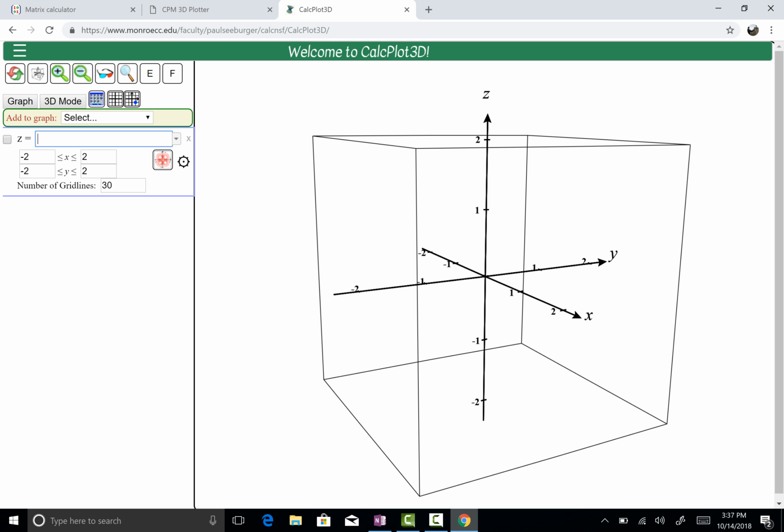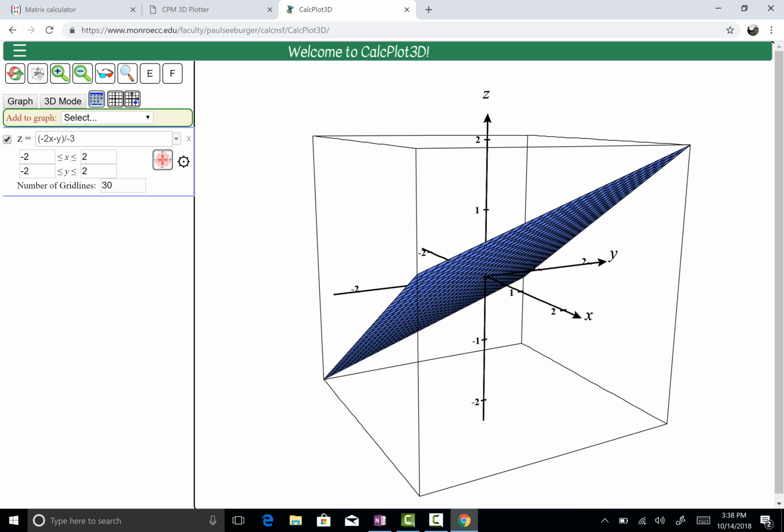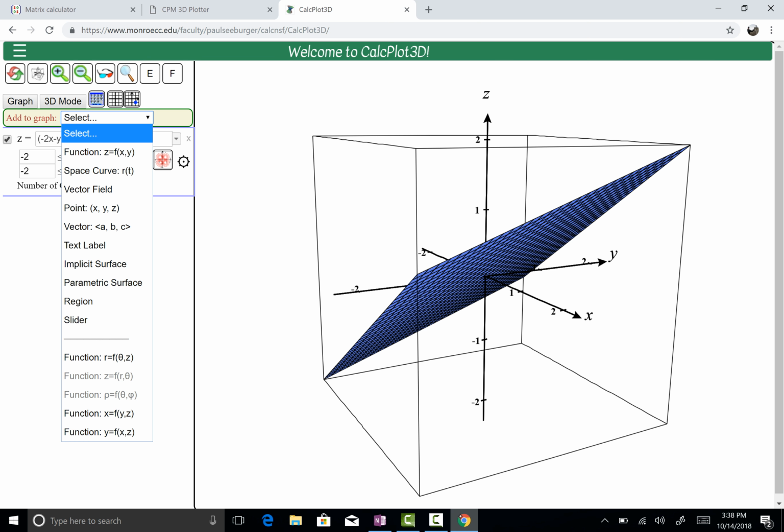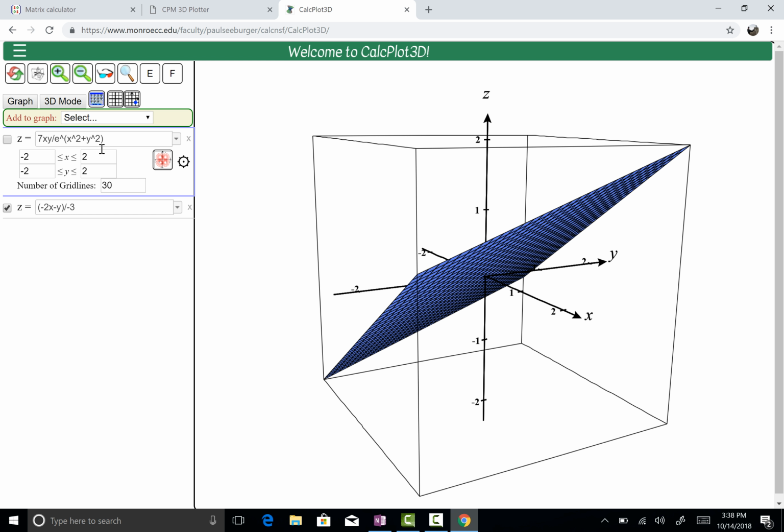We got parentheses. I'm not going to put the 0 in because there's no reason for it. Negative 2x, minus y, divided by, that's a slash, negative 3. Okay, so I put that in there. All right, now I'm going to go down to here, tap on that. There it is. Give me a new one. Thank you. Here we go. Delete this stuff out of there.